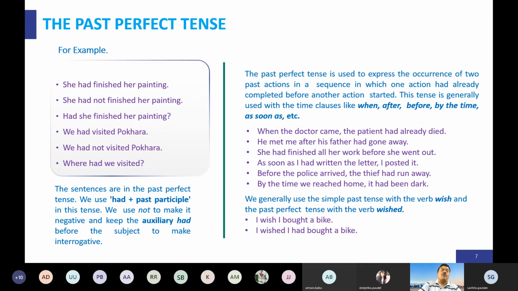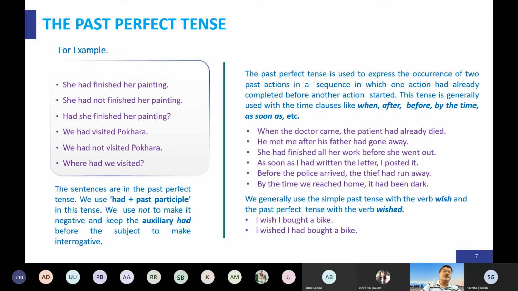And now the past perfect tense. In the previous present perfect tense we talked like that; now past perfect. Okay, the verb form: in present perfect we use has, have and past participle. In past perfect we use had and past participle. See the example. She had finished her painting. She had not finished her painting. Had she finished her painting?